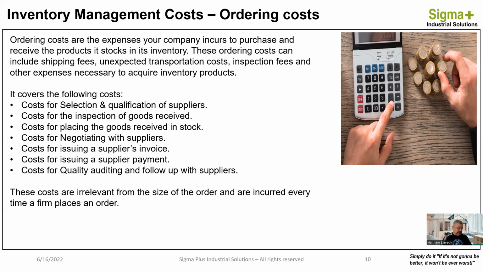Okay, so in fact, the ordering costs are all the costs associated with creating a purchase order that will lead to buying certain materials and receiving them in the warehouses. This ordering cost can include shipping fees, unexpected transportation cost, inspection fees, and other expenses. It can also cover the cost associated with the selection and qualification of the suppliers.